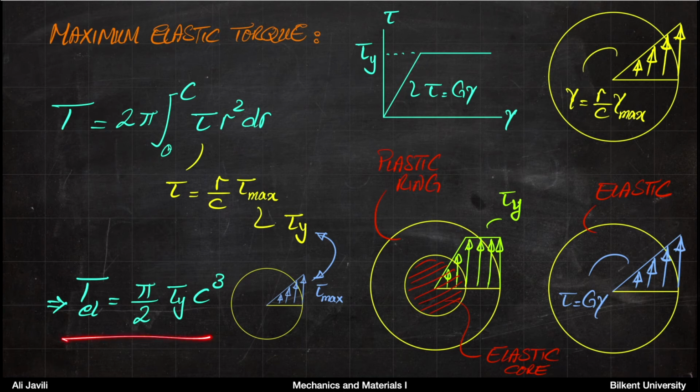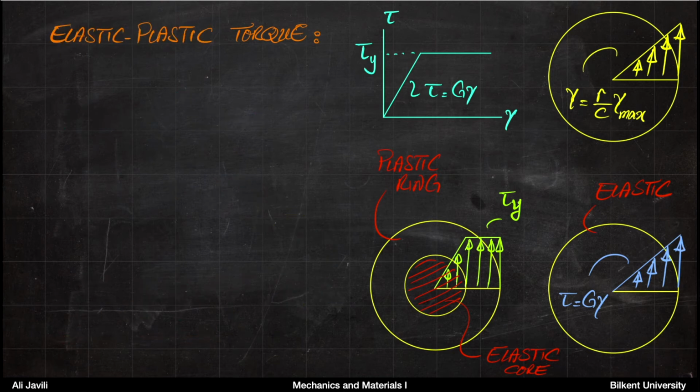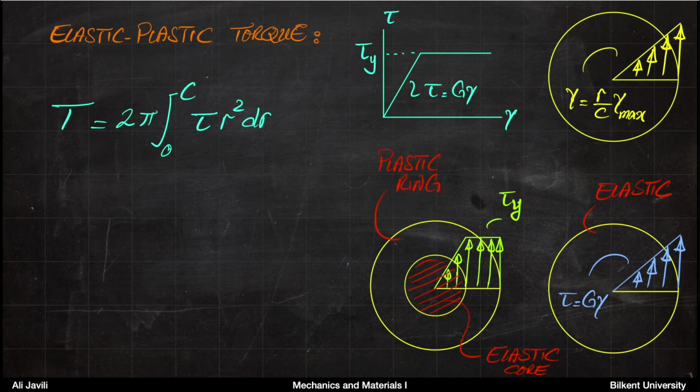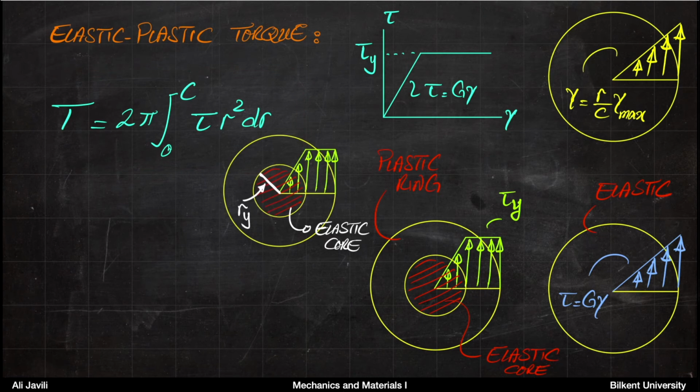Okay, now that we have the maximum elastic torque, we want to also calculate the elastic plastic torque. So what happens to the torque if we have a scenario like this? So if we have a shaft that is partially plastic and partially elastic. Again, we begin with the generic formula. If you remember, as I mentioned before, this formula is valid regardless of the nature of the stress distribution. But now we define this quantity Ry as the radius of the elastic core.